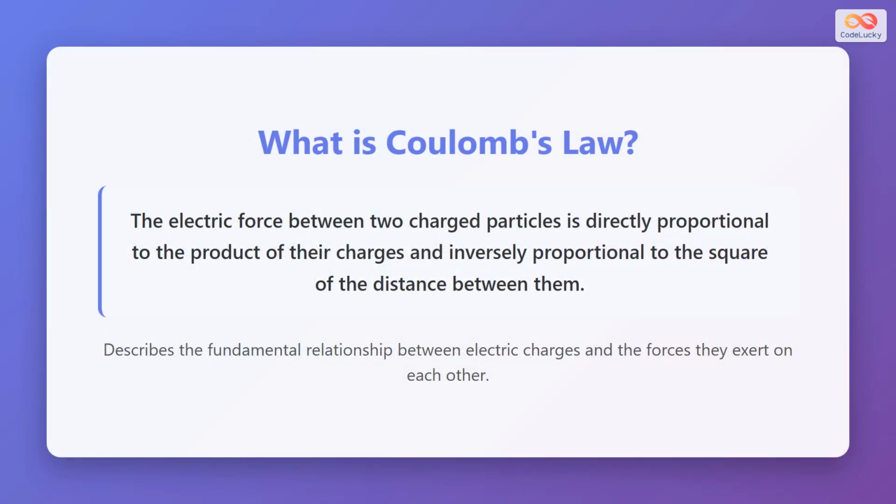Coulomb's law describes a fundamental relationship in nature. It states that the electric force between two charged particles is directly proportional to the product of their charges and inversely proportional to the square of the distance between them. In simpler terms, this law tells us exactly how strongly two charged objects will push or pull on each other. The larger the charges, the stronger the force. The farther apart they are, the weaker the force becomes.